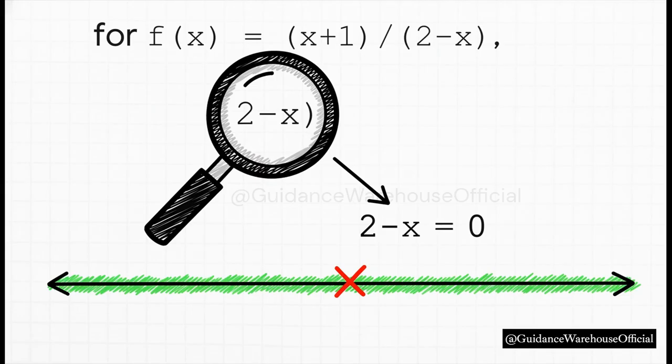Now let's look at rule 2. Uh-oh, we've spotted a denominator, 2 minus x. Our detective alarm bells should be going off, because we know that denominator cannot equal 0. So what do we do? We set it equal to 0 and solve. 2 minus x equals 0. Well, that happens when x equals 2. So x equals 2 is our forbidden value. It has to be kicked out of the domain.